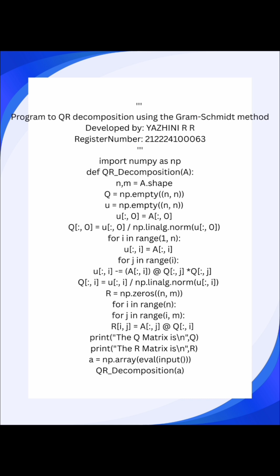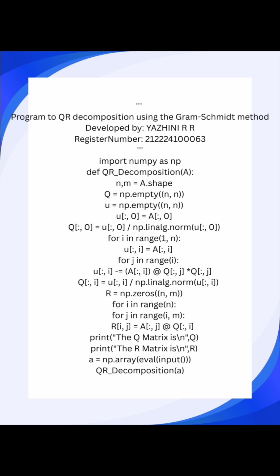What is QR decomposition? QR decomposition breaks a matrix A into two matrices. Q is an orthogonal or orthonormal matrix, while R is an upper triangular matrix. That is, A is equal to Q times R. This is useful in many areas like solving linear equations, least squares, etc.